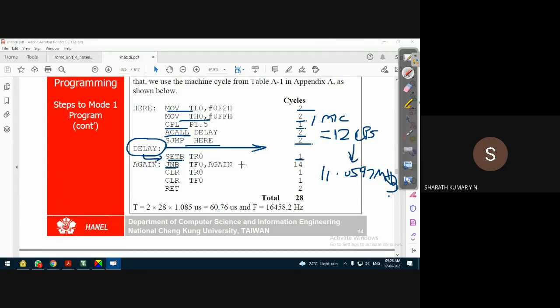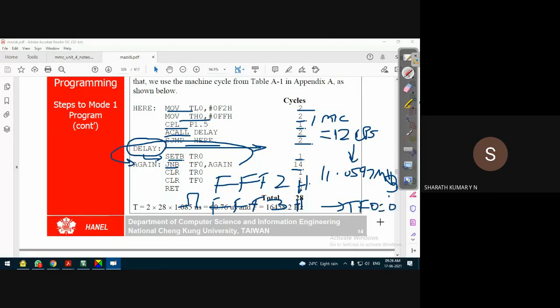But how many times is this loop executed? It is executed approximately 14 times. Why 14 times? The initial count is FFF2H. On application of the next clock pulse, FFF3H. Till this point, TF0 is 0, till TF0 is set to 1. TF0 is set to 1 when the timer overflows from FFFFH to 0000. When the timer overflows, the compiler will come out of this line. Till then, the same line is executed.